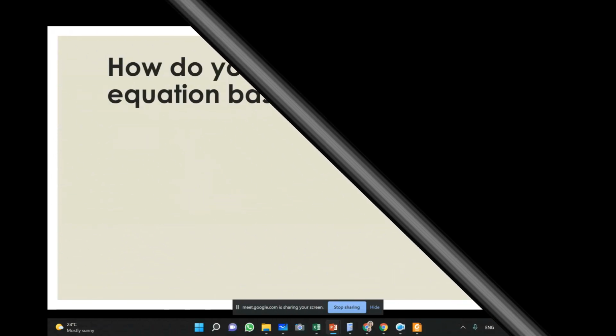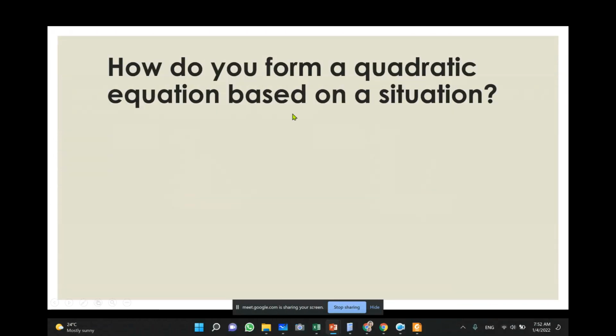And C. Okay, this is what we are going to see today. How do you form a quadratic equation based on a situation? So today we need to form quadratic equation.